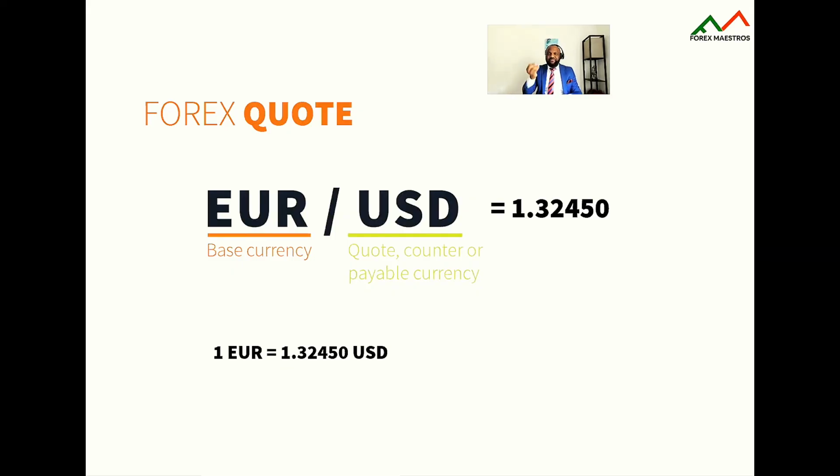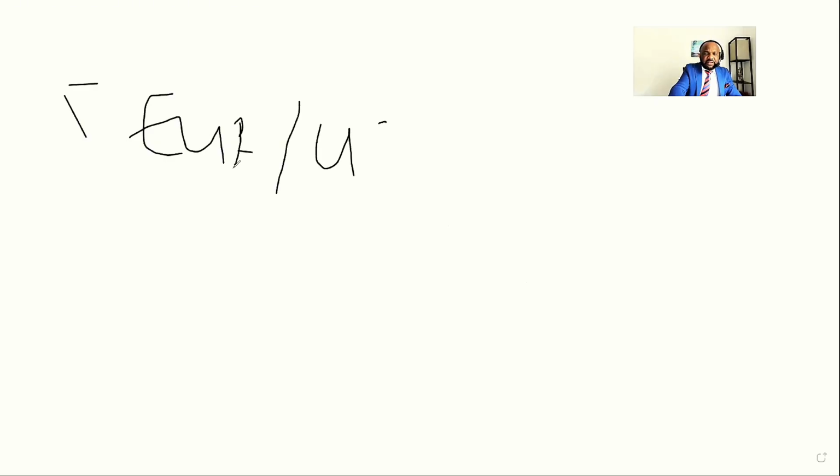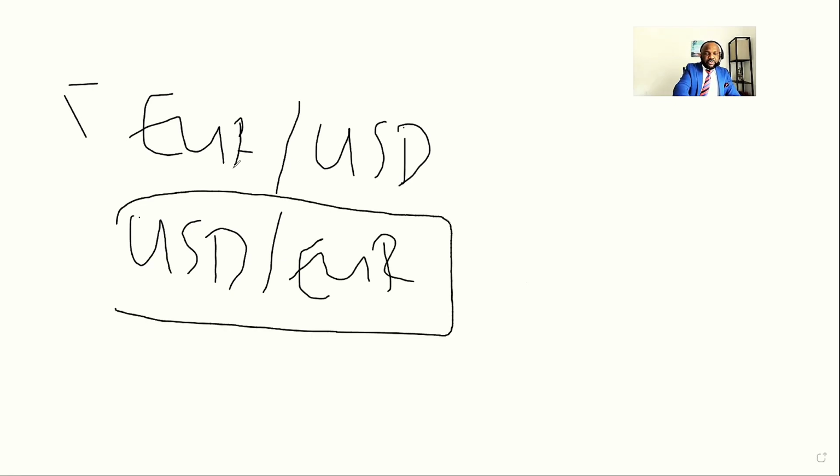The unit of measurement. So 1 euro equals 1.32450. Some people have asked, what if you see it the other way round? I don't think any broker is going to write that, but interestingly, you might see it somewhere. People will write, instead of euro slash USD, USD slash euro. You hardly see this, but if you see it, it's actually not the correct way to write it. This is the conventional way to write it.